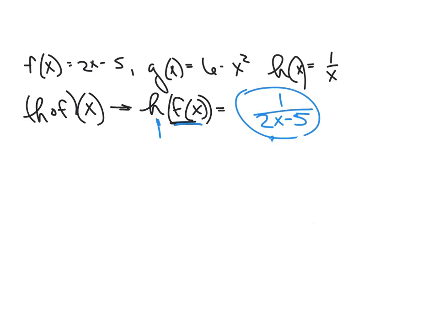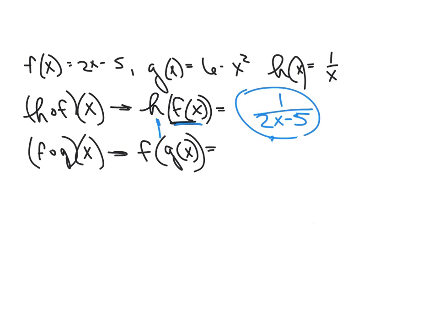B says, I've got f of g of x, and again, I'm going to write it as f of g of x, just because it makes it easier for me. All right, so I've got a g of x right here, and wherever I see an x in the f part, I'm going to put 6 minus x squared. So it's 2 times 6 minus x squared minus 5.